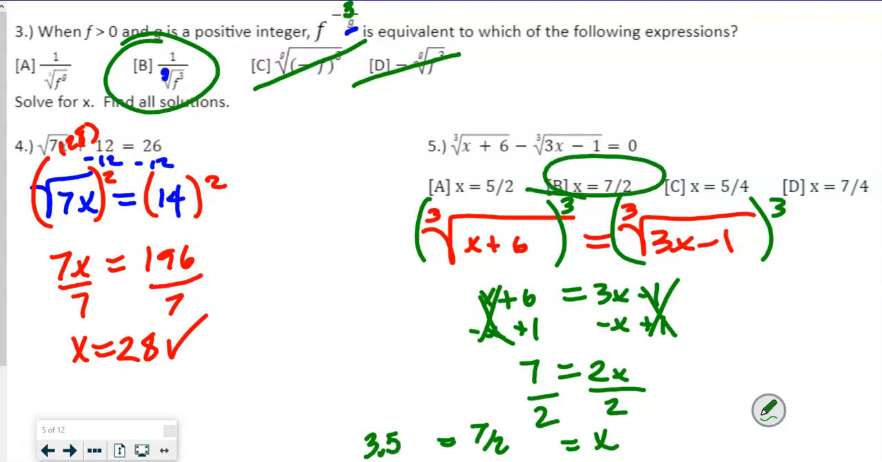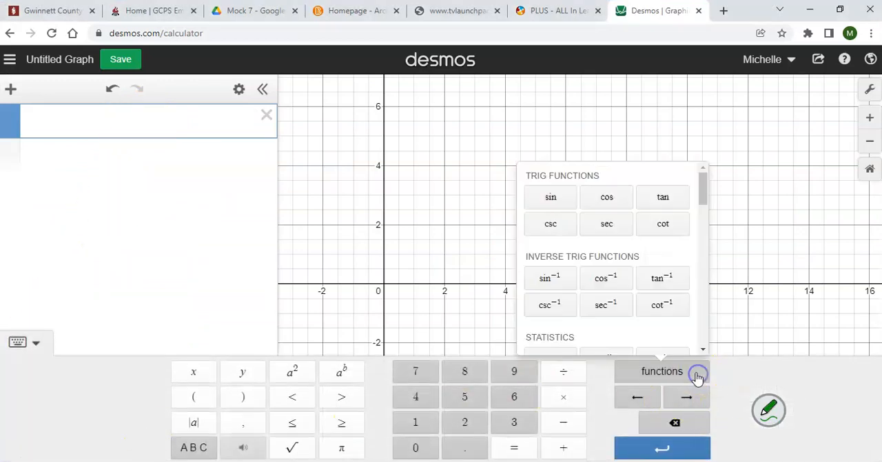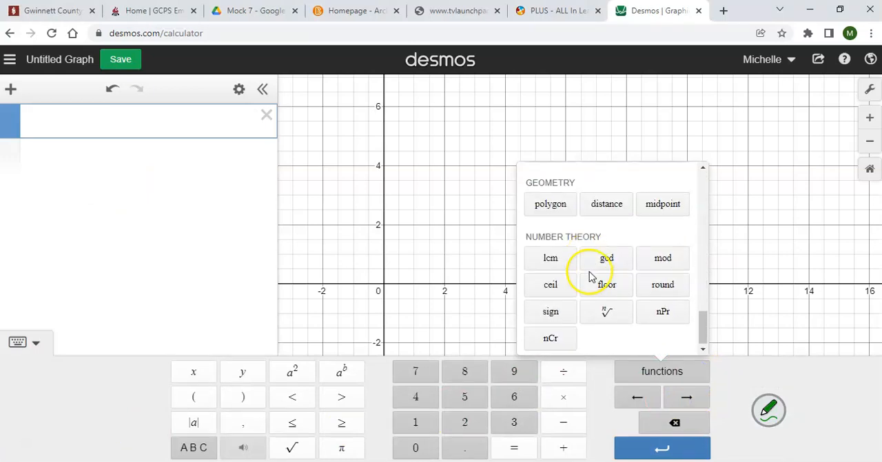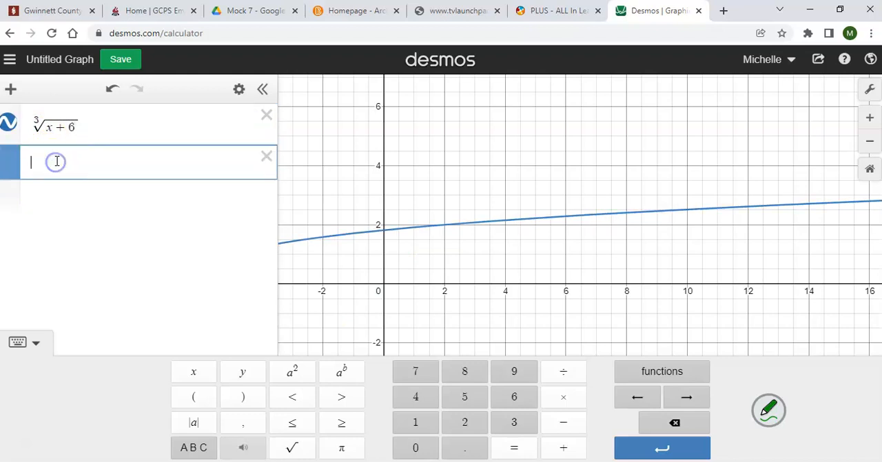Now I want to show you guys how to do this in Desmos. So I'm in Desmos, and I'm going to put a cube root, one of the cube roots here and one of the cube roots there. Okay, so I'm going to go over to functions, scroll down, and make this the third root, and I'm going to put my first function, x plus 6, here. X plus 6, right? And then I'm going to put my other function on the other side of the equal sign now here.